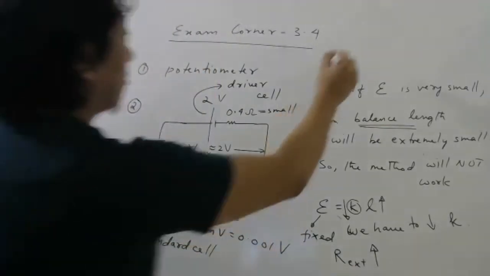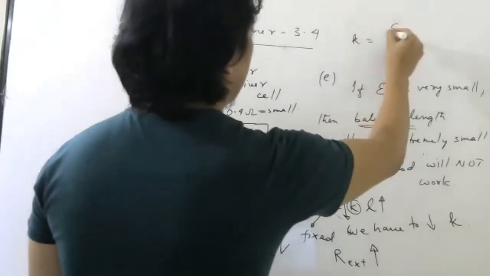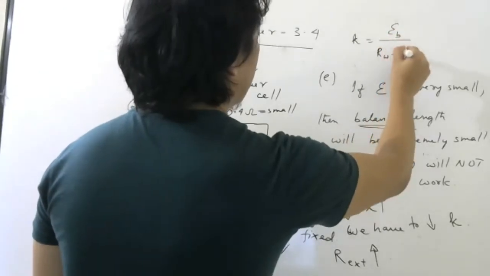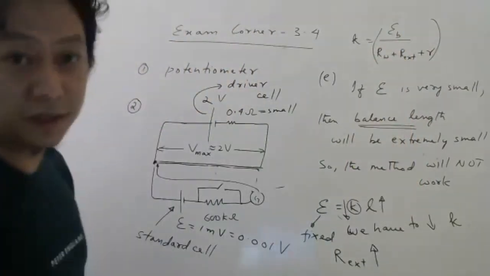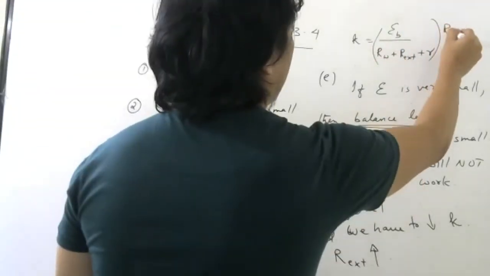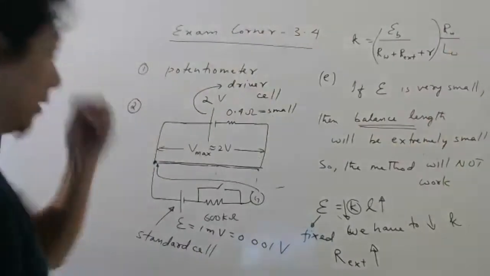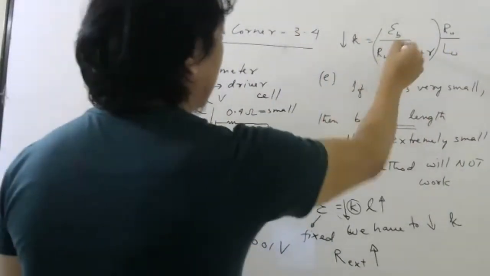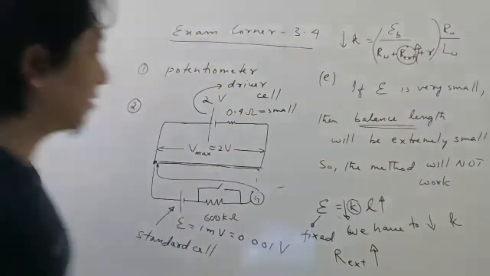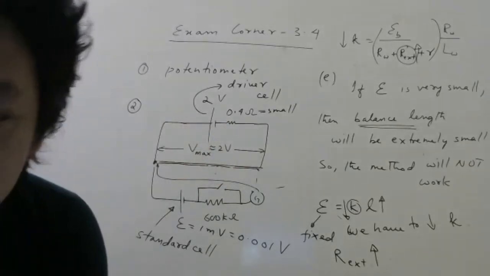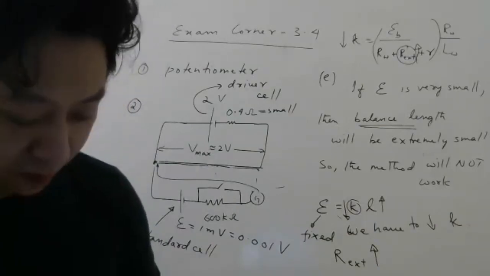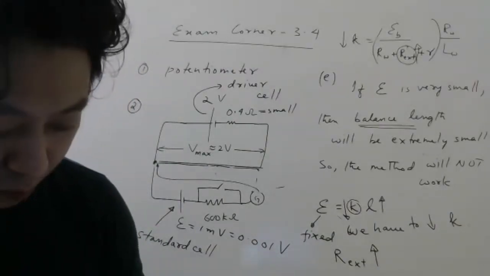If you look at the formula, K was E times R wire divided by R wire plus R external plus R internal, like that. Yes or no? R wire divided by length of wire. So to decrease this, you just increase the external resistance. So put a very high resistance here. Then you will be able to measure small EMFs also. Such a beautiful question.